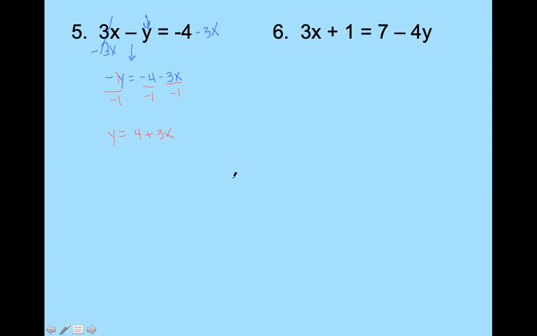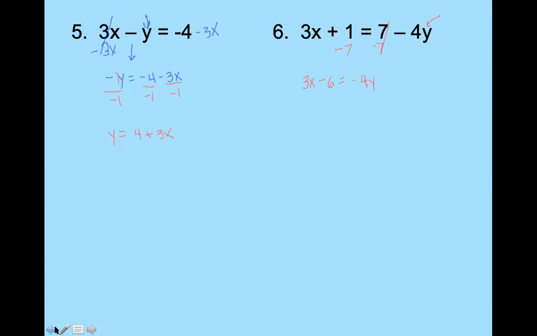All right, let's look at number 6. Here's my y way over here. Again, if you start with your y on the right, and that's the variable you're trying to isolate, leave it on the right and work everything else to the other side. So I look here, no like terms, but I can subtract 7 from both sides. Bring down what I have. I have 3x. 1 minus 7 is negative 6 equals, 7's gone from the right, negative 4y.